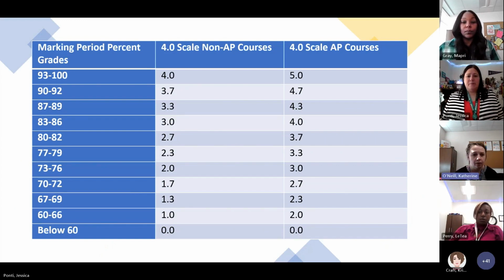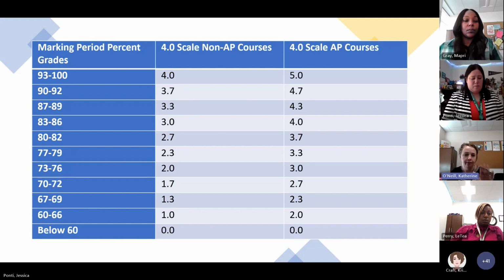So in the bottom right-hand corner, you're going to see the grading scale. The marking period percent grades will tell you what you earn on the 4.0 scale. The first column tells you the percent. So if you earned a 93% through a 100%, you receive a 4.0 on that scale. 90 to 92%, a 3.7, 87 to 89, a 3.3, 83 to 86, a 3.0, and so on and so forth.